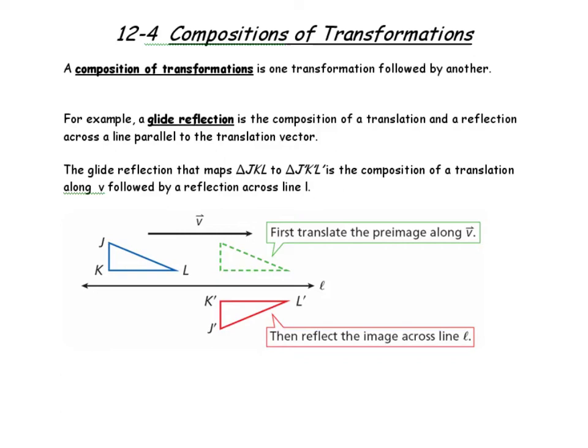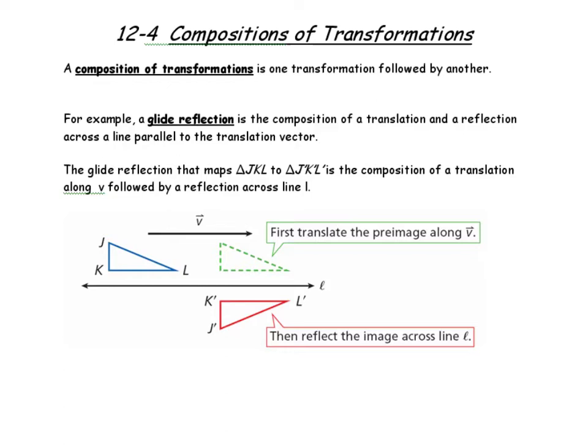Now, the last section of this chapter deals with compositions of transformations. And anytime we deal with a composition of transformations, it's actually just taking one transformation followed by another. For example, if we talk about a glide reflection, that's just taking a composition of a translation, so sliding, and a reflection, so a reflection across or a flipping across a line that would be parallel to our translation vector.